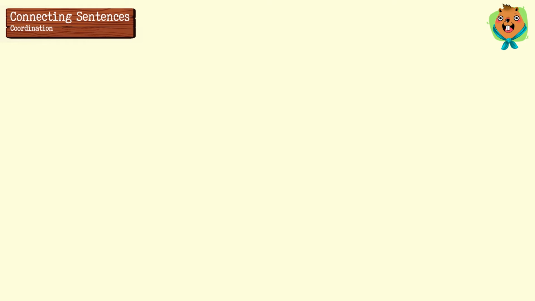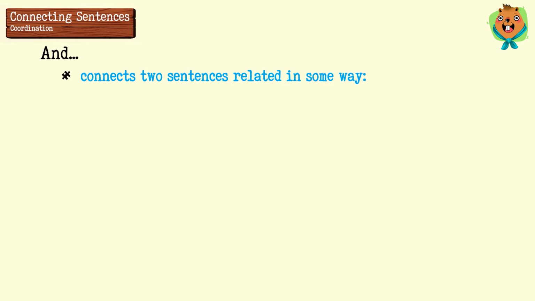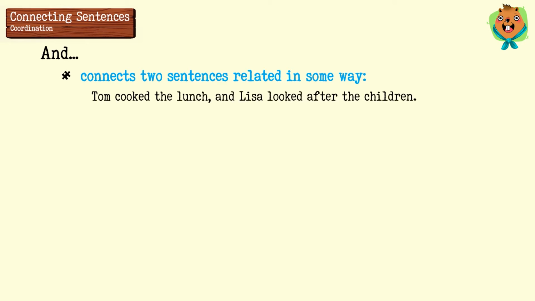The first conjunction we're going to consider is the most famous one, the conjunction and. This conjunction is used in three different ways. In the first use, we use and to add statements together. It connects two messages that are related in some way. For example, Tom cooked the lunch and Lisa looked after the children. Anna plays the piano and her sister sings.